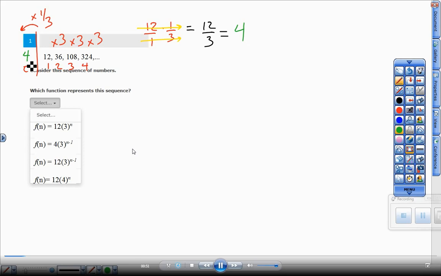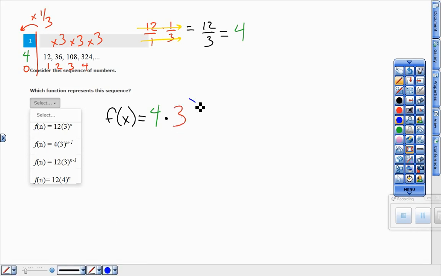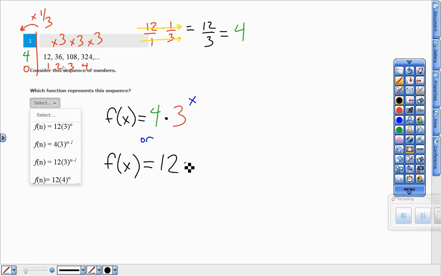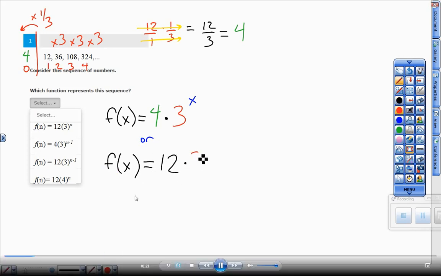So what I'd like you to do before you do this problem is write down both forms of explicit for this geometric sequence. I'm going to write f of x equals the 0 term times that common ratio number 3 raised to the x power. And again, don't worry about the variables here. X's are n's. Or f of x equals the first term 12 times that same common ratio to the x minus 1 power.